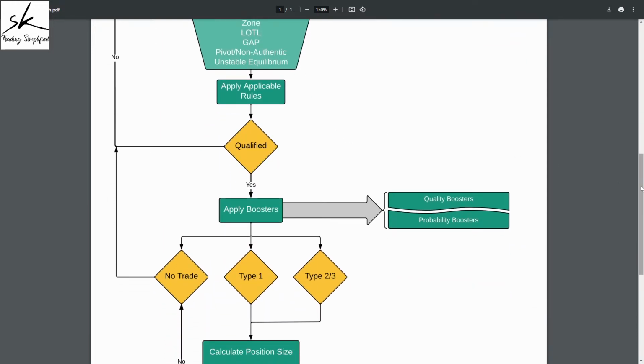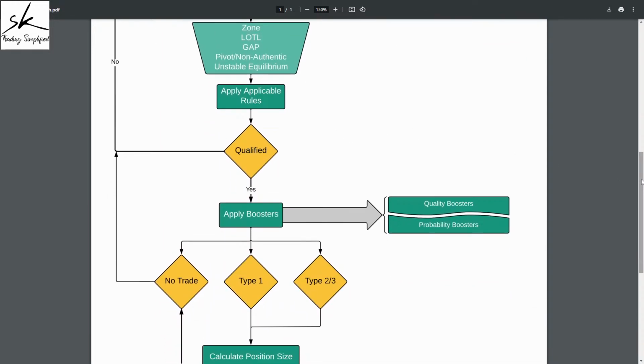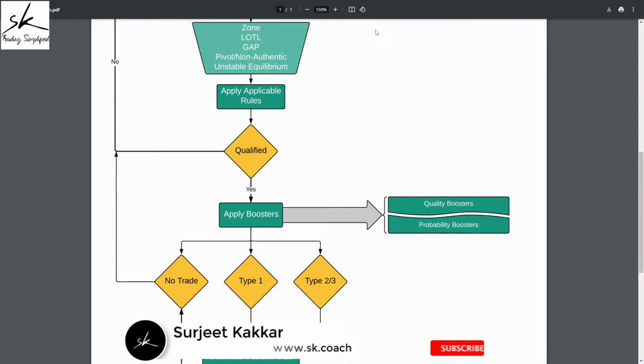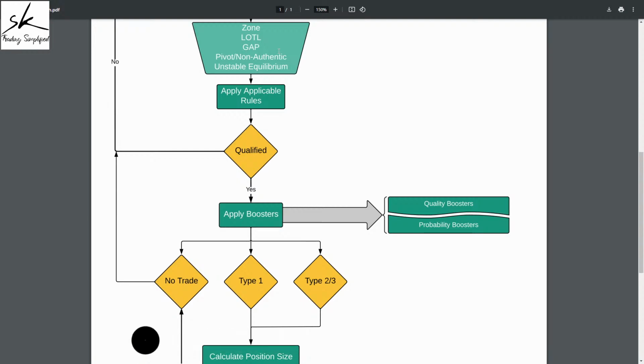Now, once we have identified the zone, it does not mean we can blindly trade it. And this is the biggest mistake demand supply traders make initially. They find any demand area, blindly start buying, find any supply area, blindly start selling, which is incorrect. To participate at a demand area or a supply area, it first has to qualify based on your trade plan. And for that qualification, we look at certain conditions.